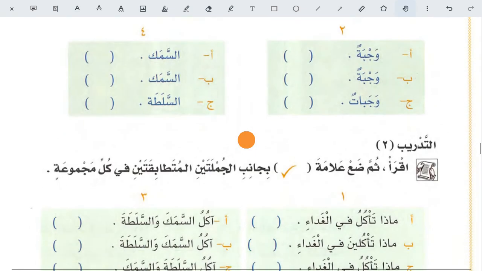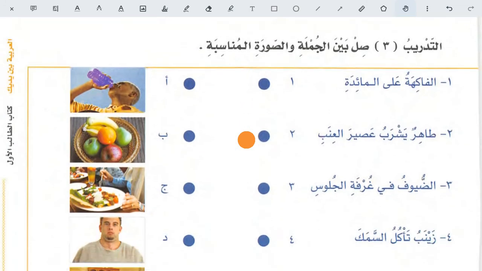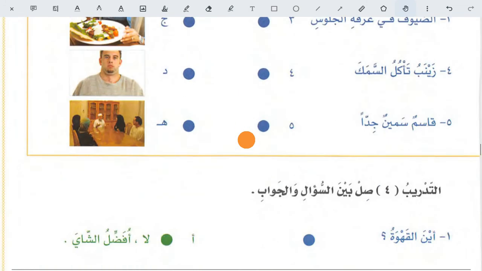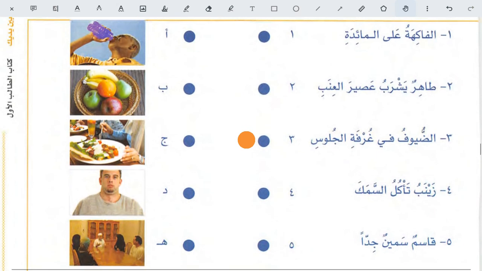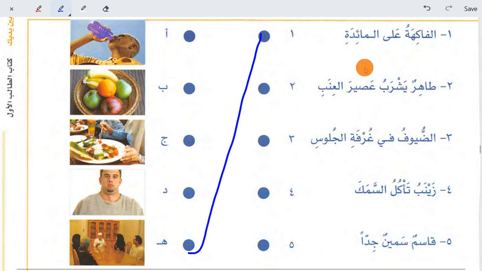You can skip this page, this is not important. Then here you will need to join the sentence with the appropriate picture. So the first sentence, al-fakiha ala al-maida, the fruit is on the dining sheet or dining table, you can say as well. You need to join like this. Tahir yashrabu asir al-inab, Tahir is drinking the grape juice. So join it with grape juice.